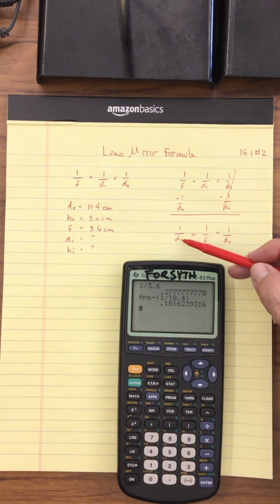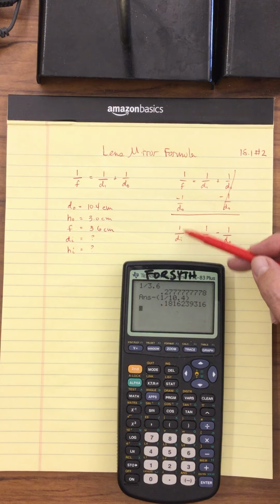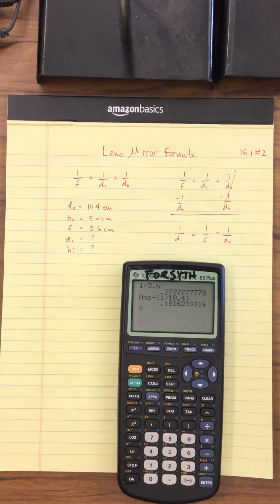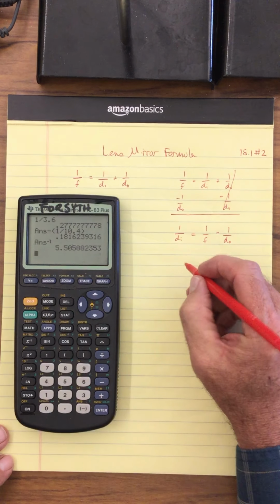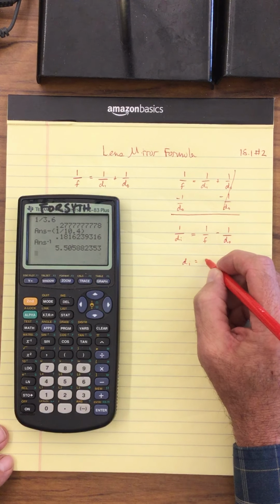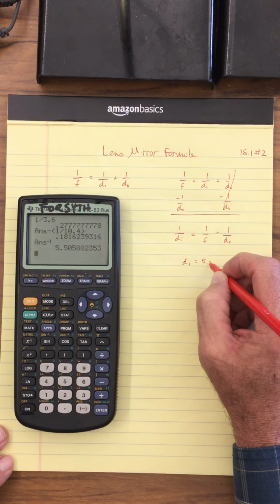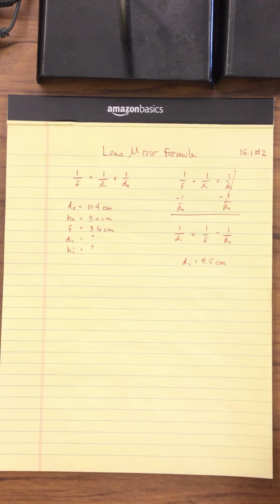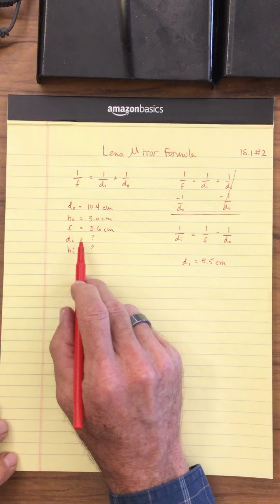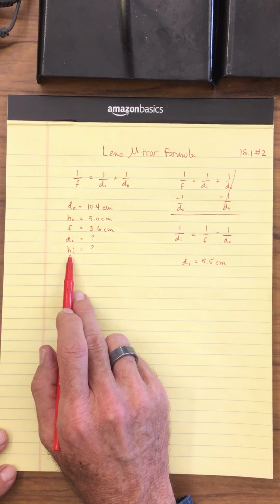But remember, this is 1 over the distance of the image. This is the inverse of that. So what I'm going to do to both sides is I'm going to do the inverse of both sides of the equation now, and I can take the inverse of the answer, and that will give me the distance of the image will equal 5.5 centimeters. So that is where the image will appear, at about 5.5 centimeters. So we've solved for this. How do we solve for the height of the image?